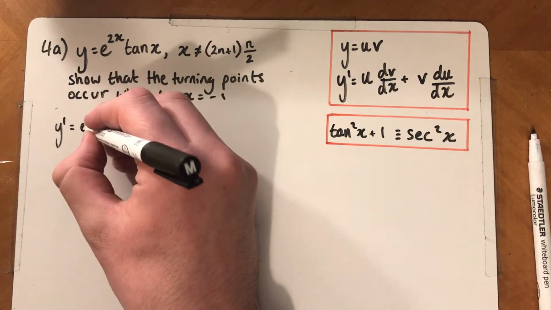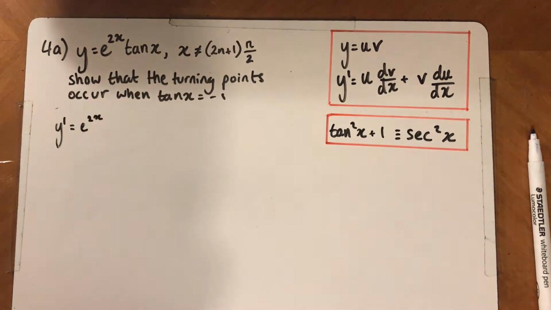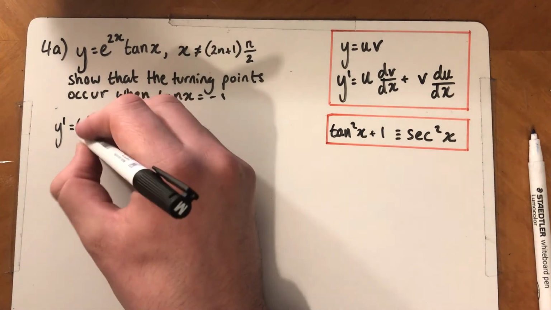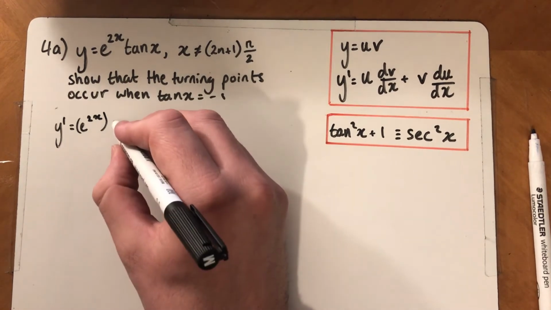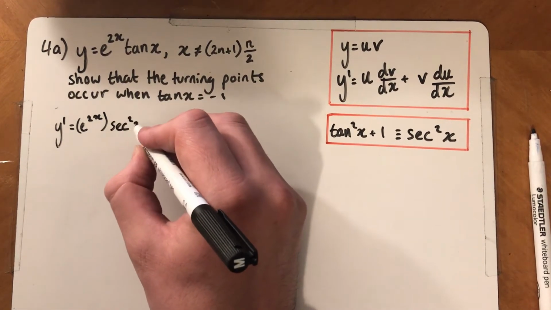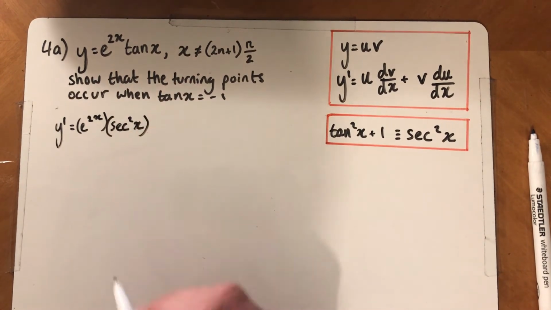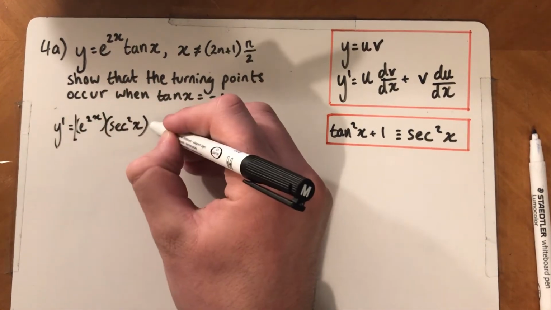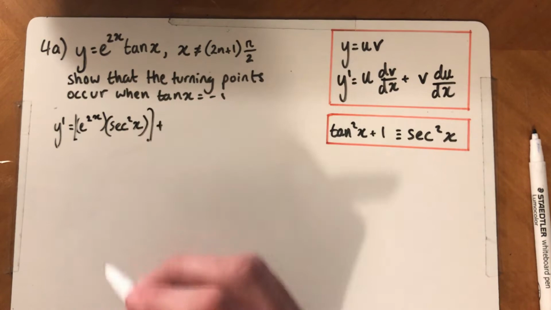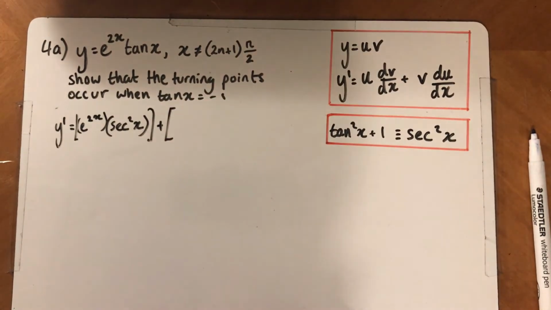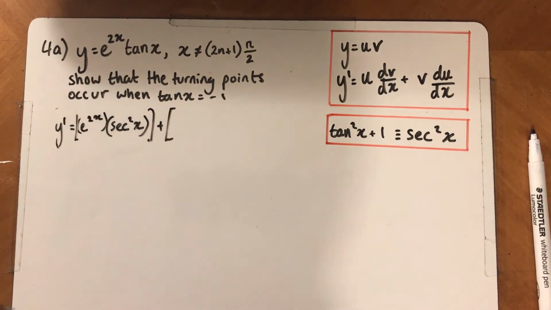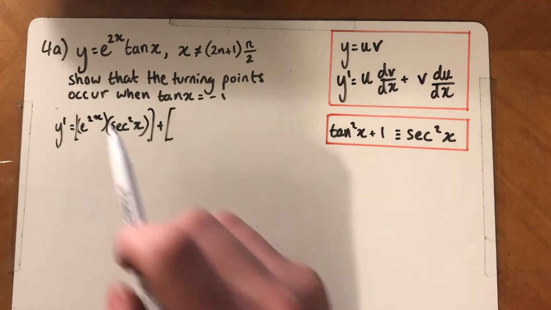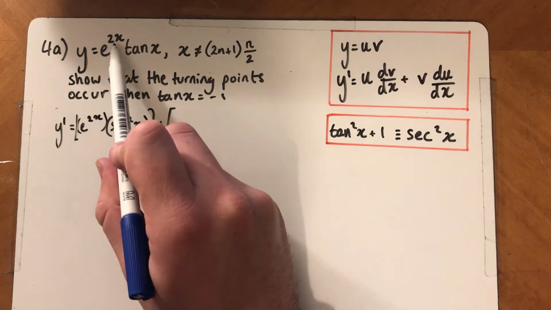Okay, so it's going to be e to the power of 2x multiplied by the derivative of tan x. Now you should know that as a standard derivative, that's sec squared x. And this is plus the derivative of e to the power of 2x. Now, in order to find that, we're going to have to use a chain rule because this is a function within a function. Okay?